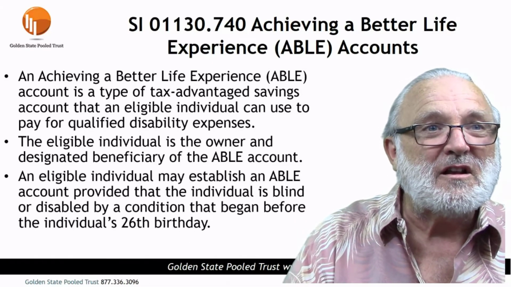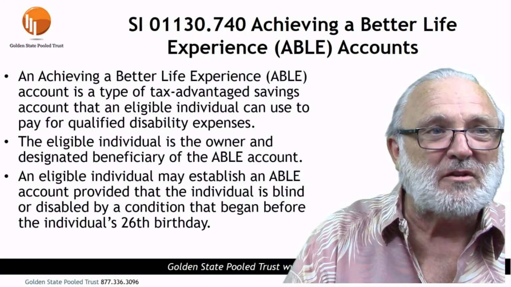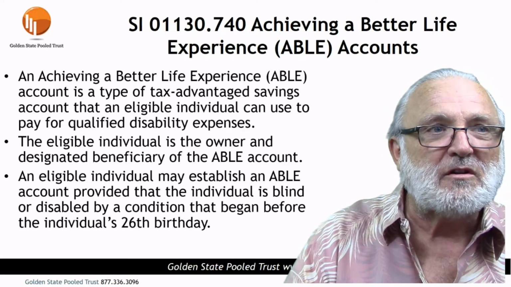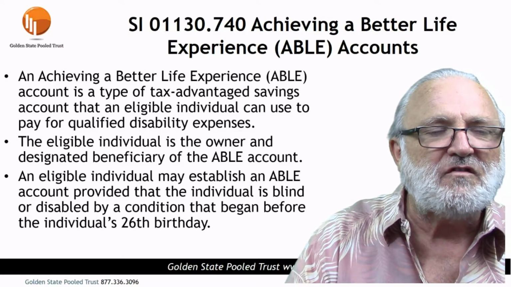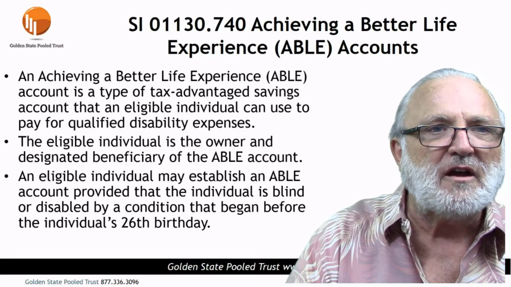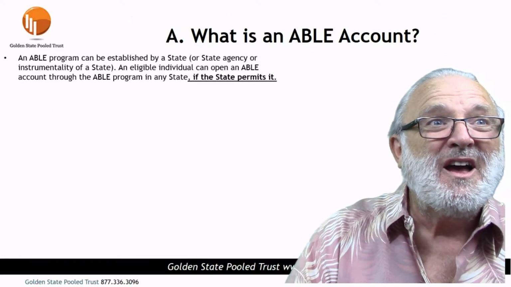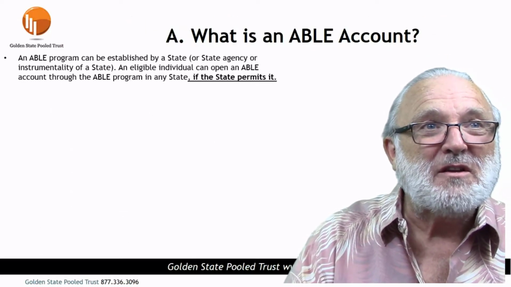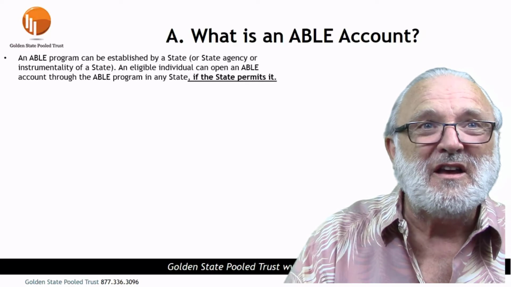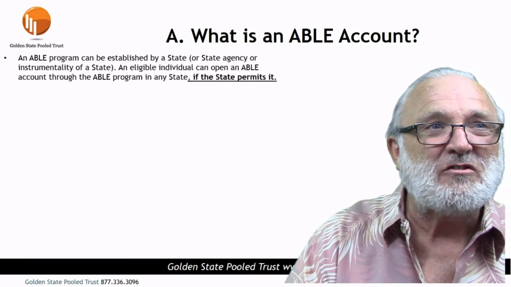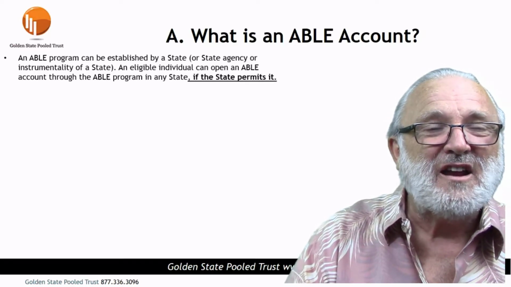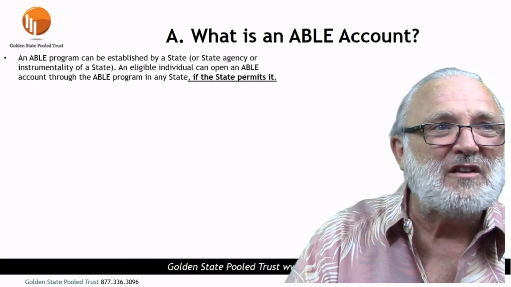An eligible individual may establish an ABLE account provided that the individual is blind or disabled by a condition that began before the individual's 26th birthday. So, an ABLE account can be established only by a state or state agency or instrumentality of the state, and it can be done in a number of different ways.